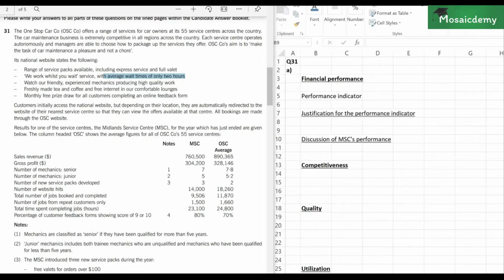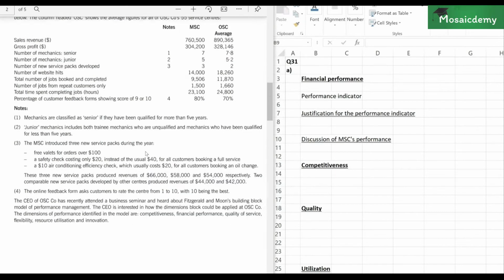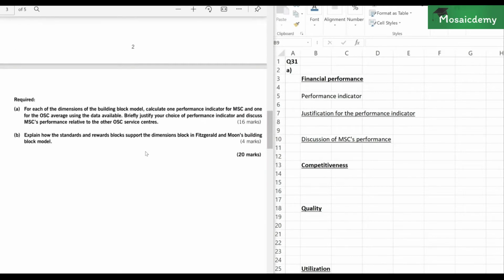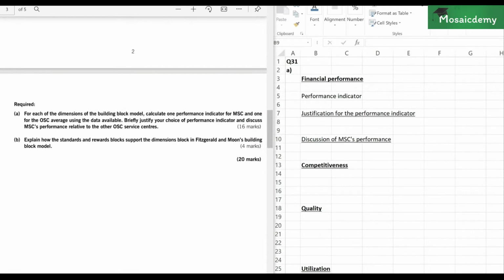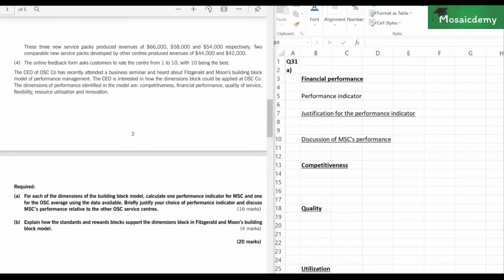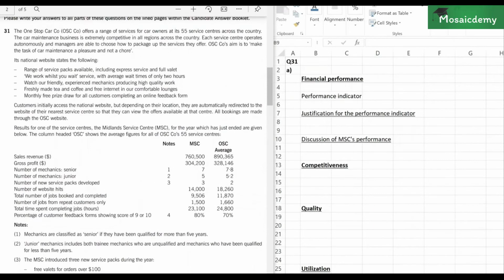Okay, results for one of the service centers, Midland Service Center, MSC. So this is MSC. And what did they ask us to do? We need to compare the performance of MSC to, as they mentioned down below, other OSC service centers, right? And as we can see in the data, they've given us the data for MSC and for the OSC average, so the average of the other service centers. So we need to compare the performances here.